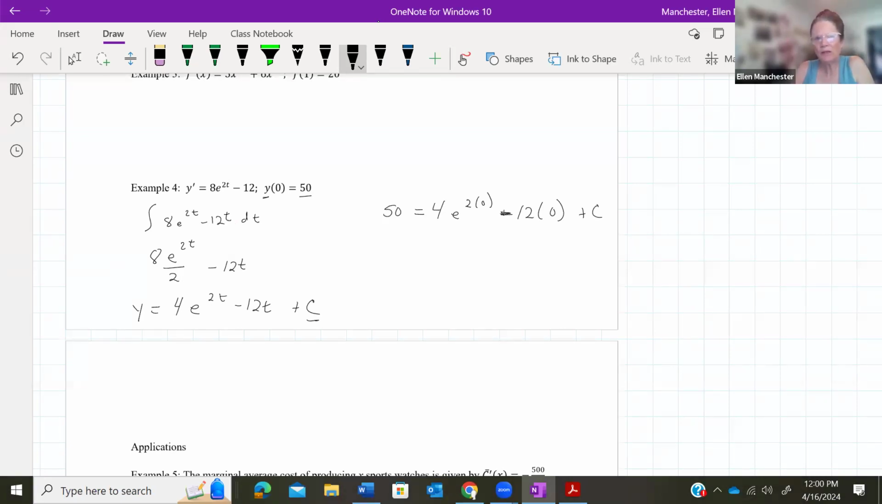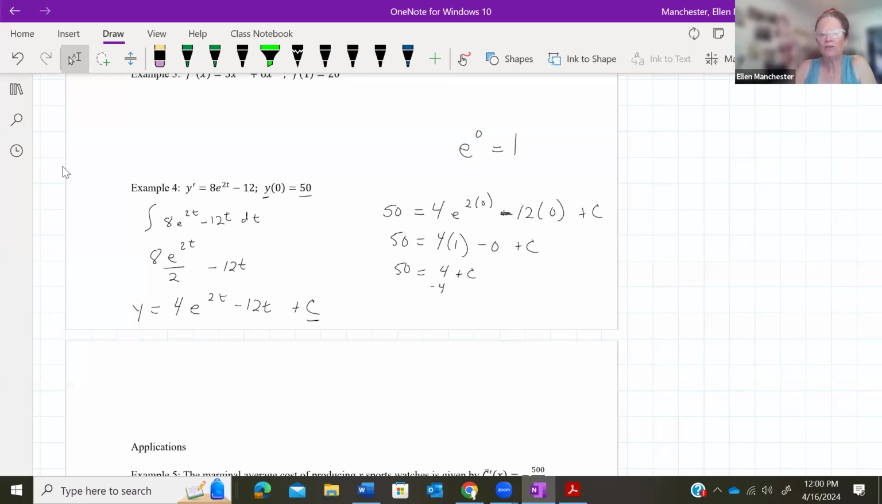Now this is where you have to be careful. This e raised to the 0 power equals 1. It doesn't go to 0. It equals 1. Anything raised to the 0 power is always 1. Okay? So we have 50 equals 4 times 1 minus 0 plus c. So this is 4 plus c here now.